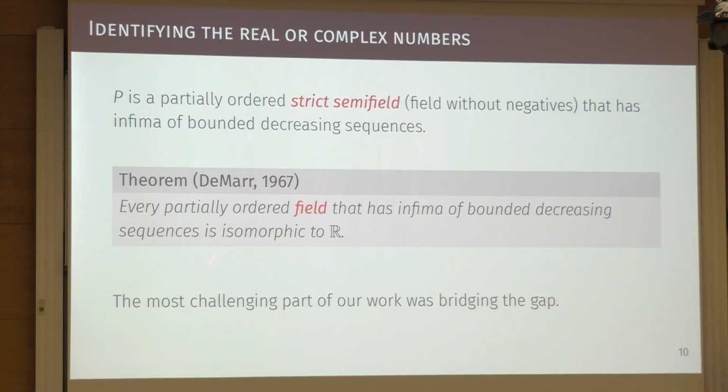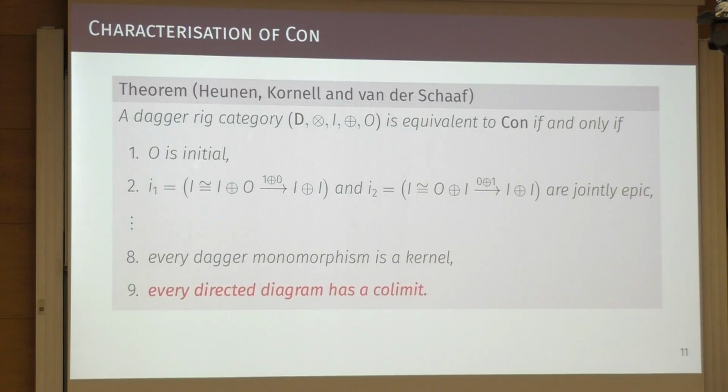This part took most of the time in this work, but there's also something that I'm not going to talk about today because I just don't have enough time for that. Okay, so at this point, going back to the characterization of Con, we now know how to show that the scalars are R or C without relying on the existence of this infinite dimensional object.